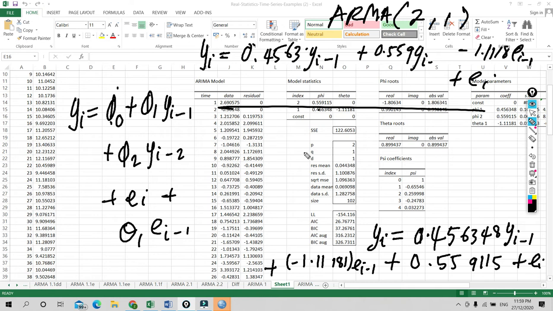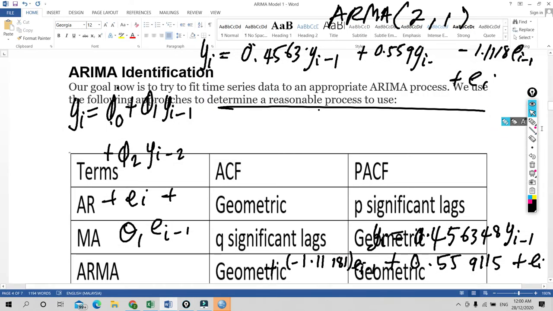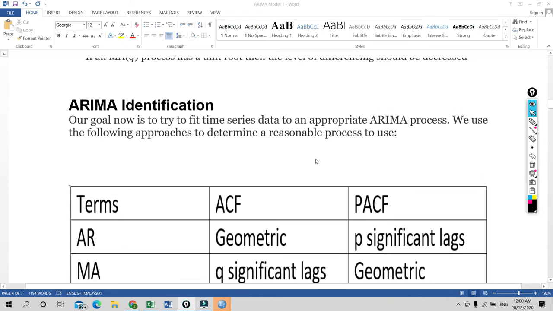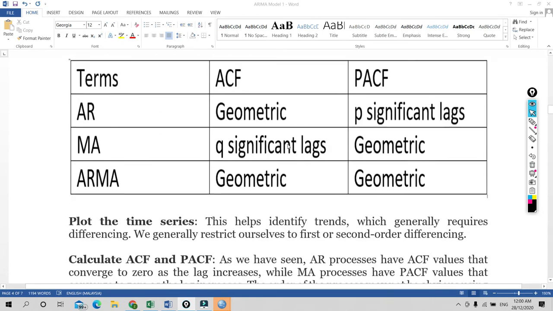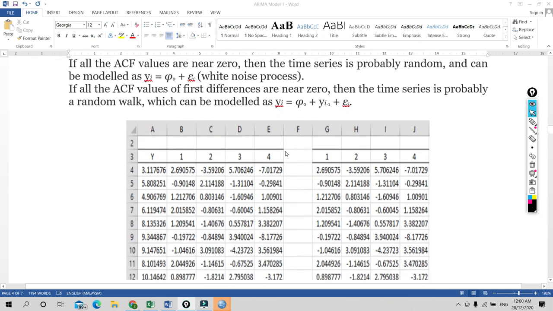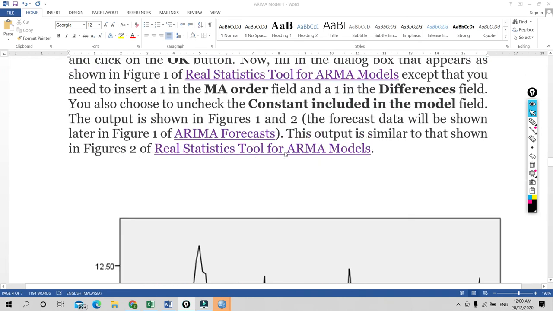ARMA model 2 1. But we know that we did a differencing just now, so we have to consider the differencing. We have written a one differencing. So now, because we did a differencing just now, I go to this part. Because we have a differencing just now, we have to consider it.